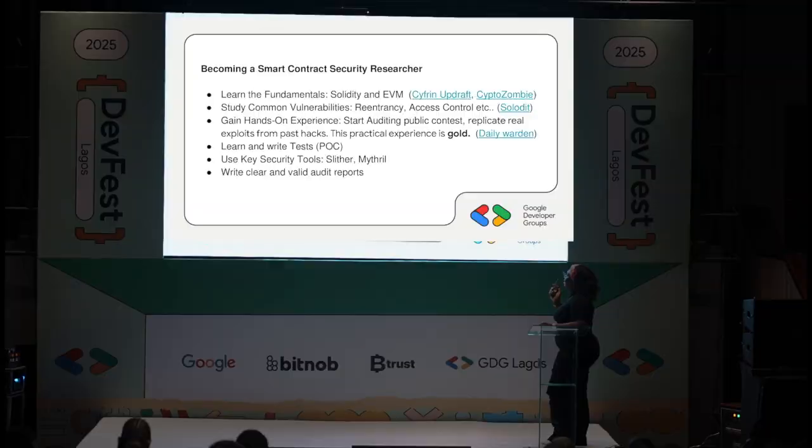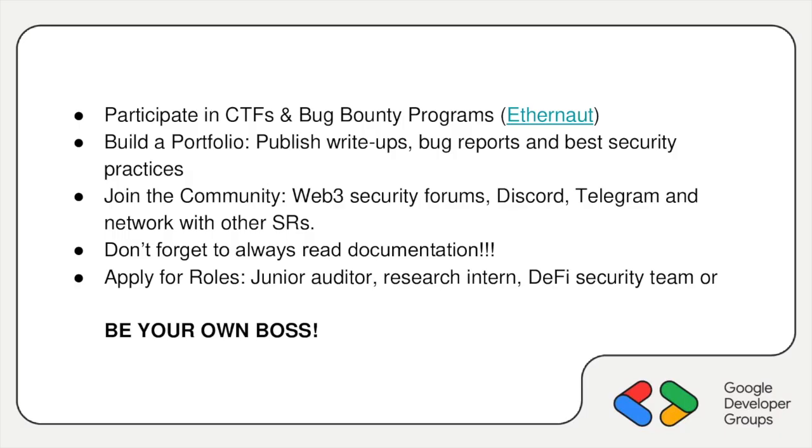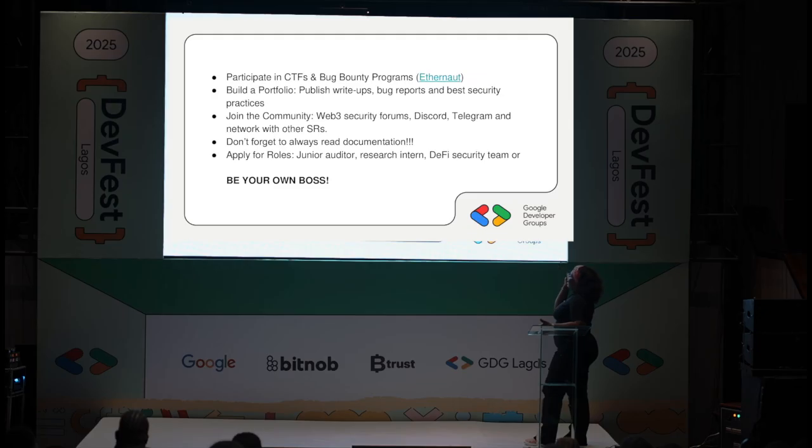So that's that. Let's go to the next slide. Participate in CTFs and bug bounty programs like Ethernaut by OpenZeppelin. Build a portfolio. You can publish write-ups, bug reports, and best security practices. These are examples of articles, quote and unquote, that you can write, right?